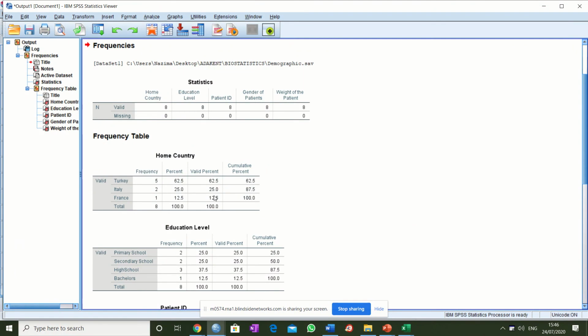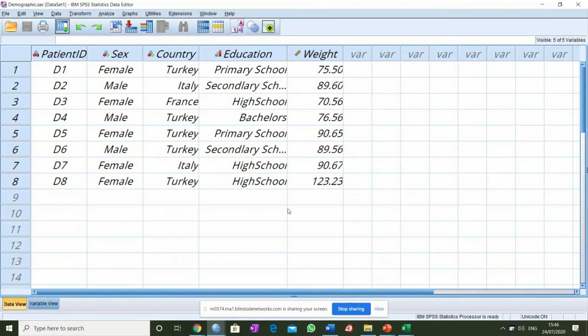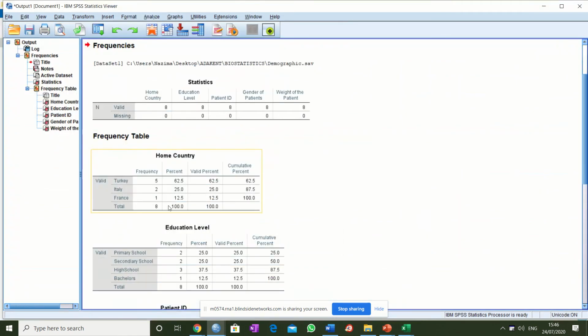So look what I get. Now it counts for me. Frequencies are counting. Okay, tables. That's our job. Now here, missing: no missing values. I have 8 patients here, and I write everything. Okay, no missing. So I have 8 home country information, 8 education level information, 8 patient ID. So everything is 8. Now this is a frequency table.